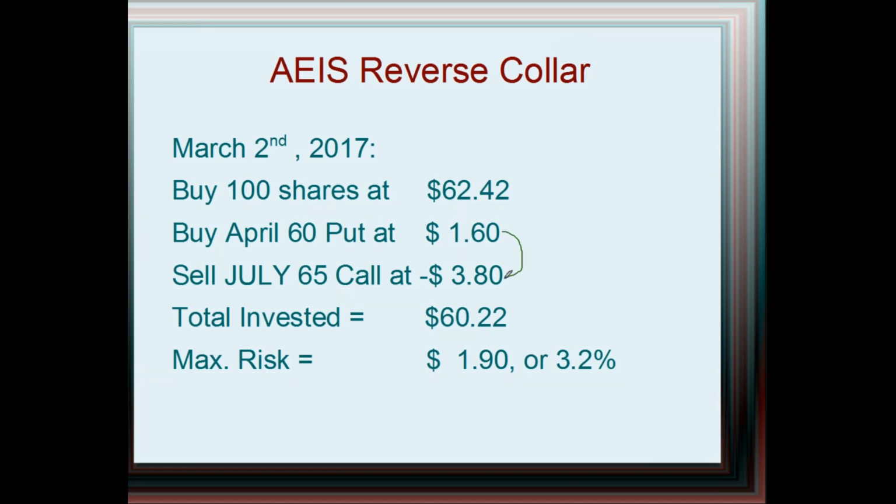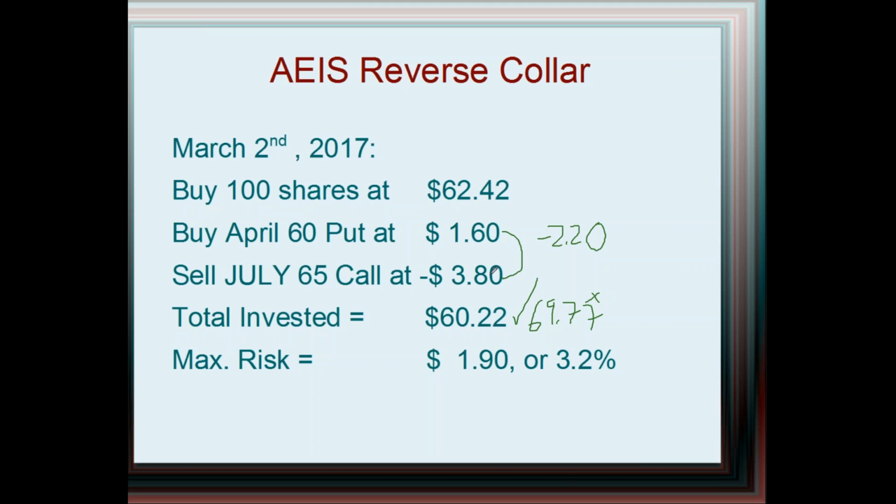So between the options transactions, I'm gaining $2.20 of net credit on the position, which means I'm lowering my cost basis to 60.22. Remember in the married put, we had a total cost of 69.77. We already talked about how that's not really the break-even. It's only the break-even at expiration if I do nothing.